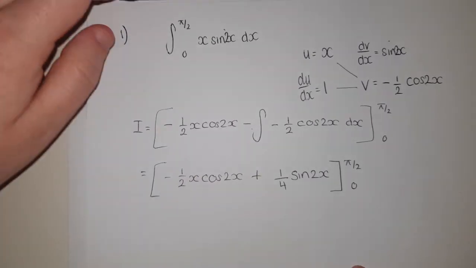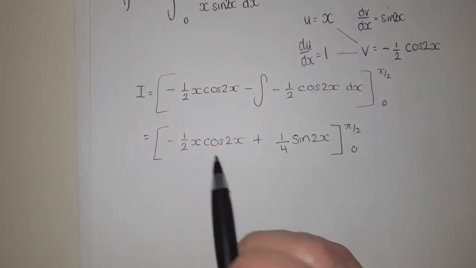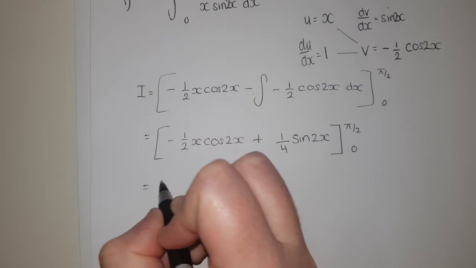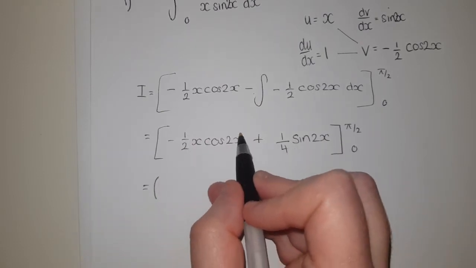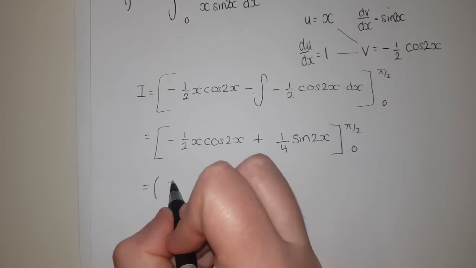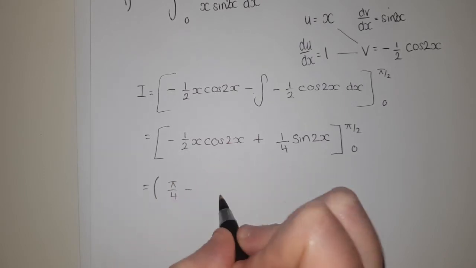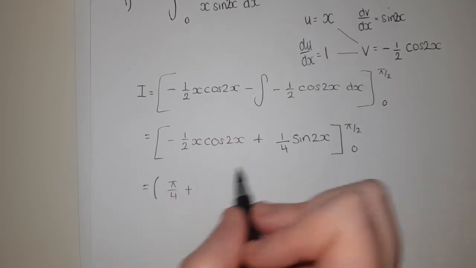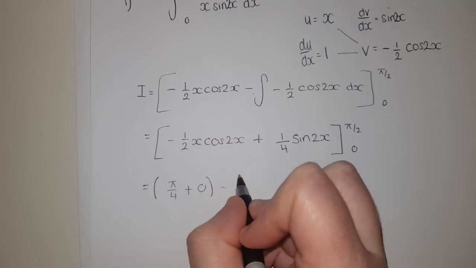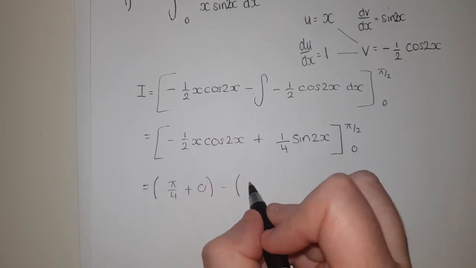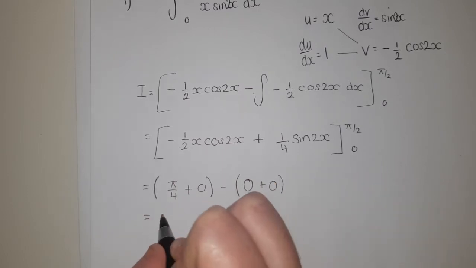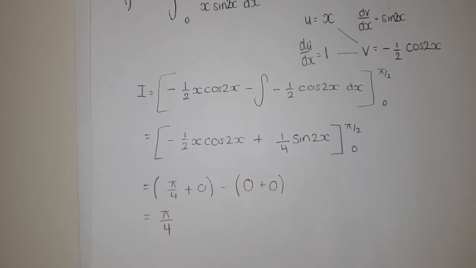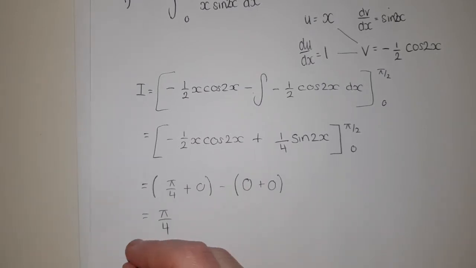And all you're going to do is chuck in pi by 2 and 0 into the whole thing. If you chuck pi by 2 into all of this, this one is just going to come out as pi by 4. This is going to come out as 0. And then if you chuck 0 in, that one's going to be 0. And that one's going to be 0. So your answer is just pi by 4. Okay, if we look at the second question.